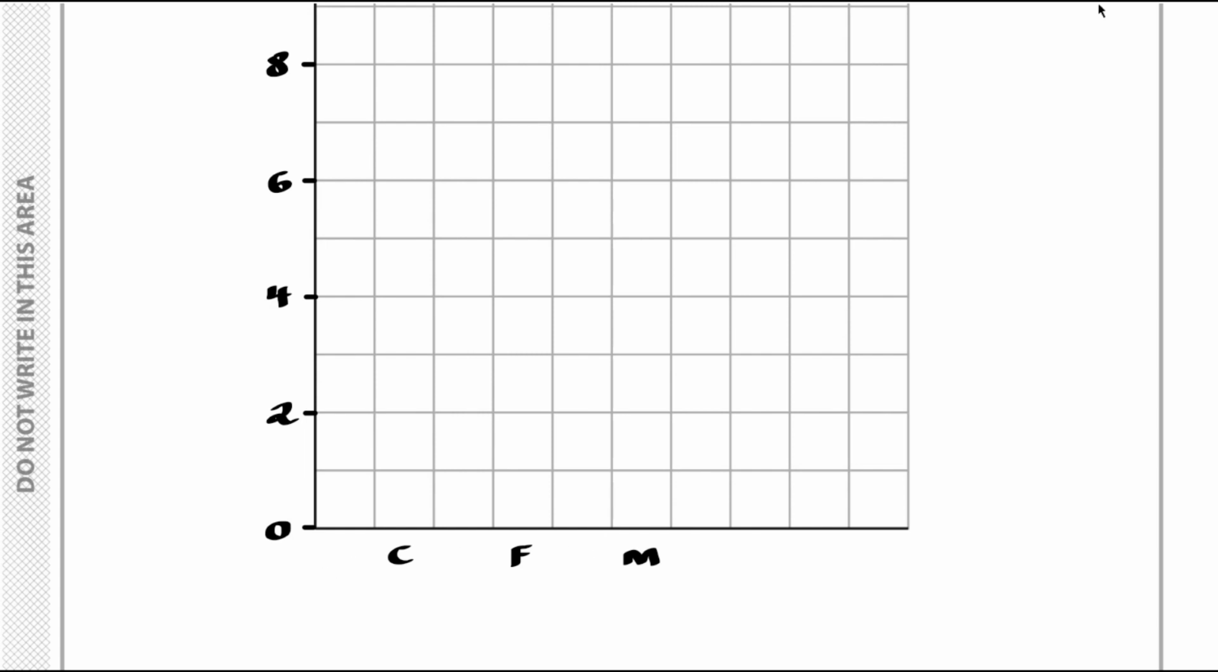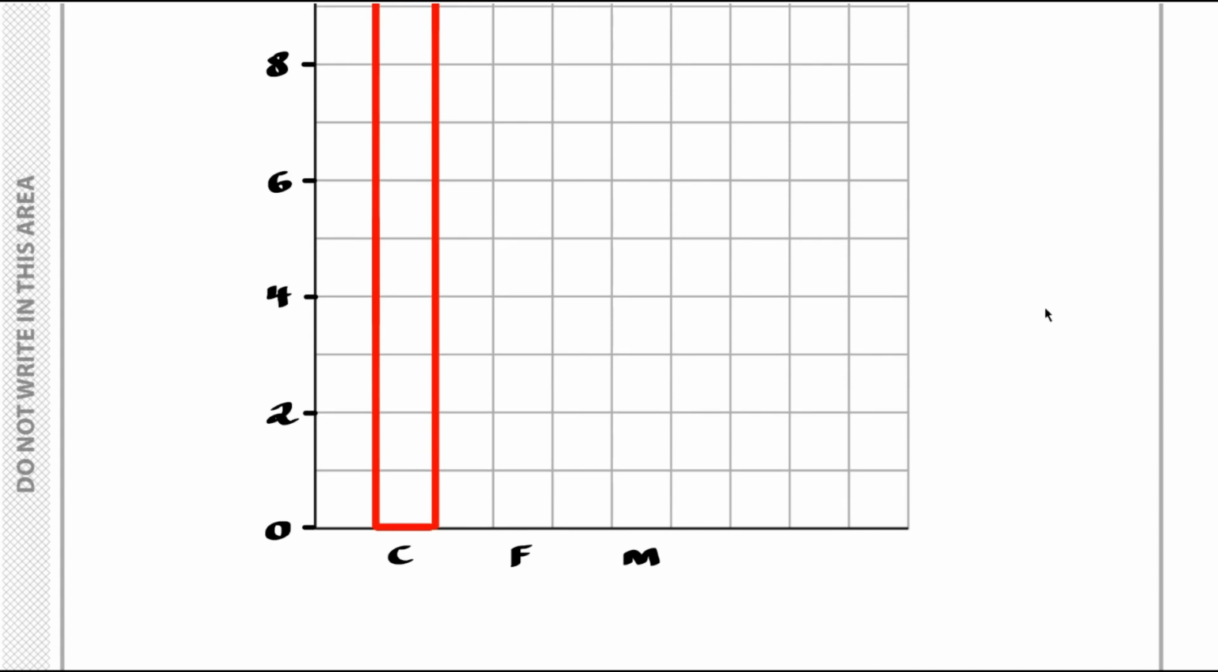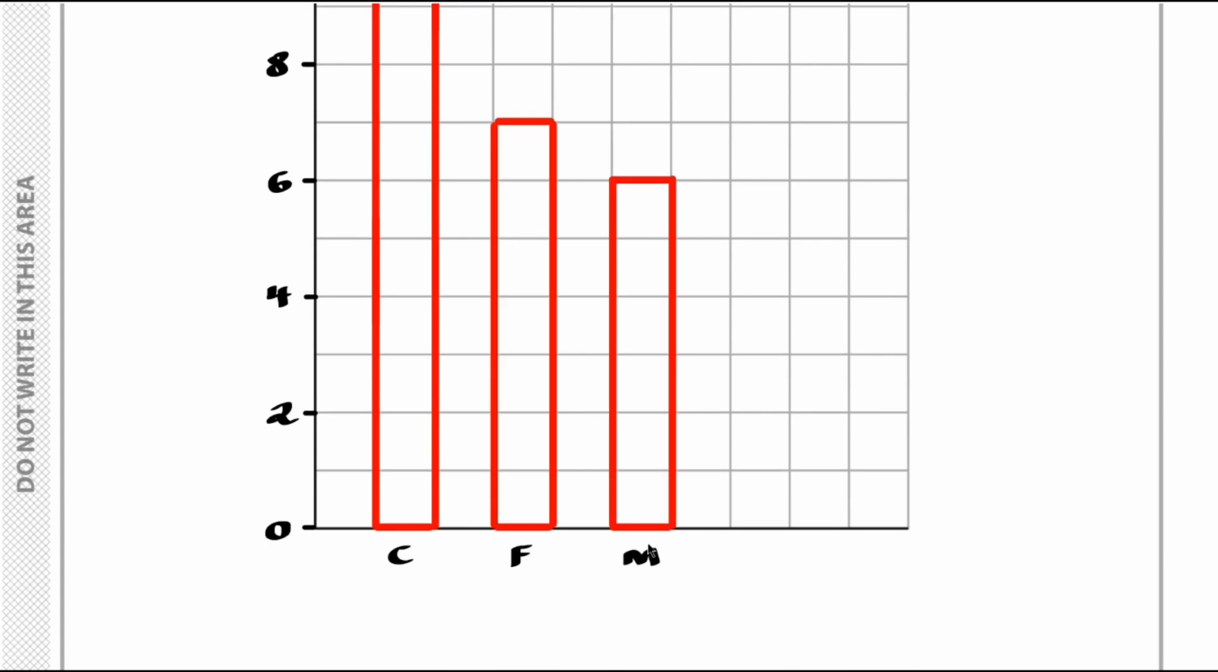So now completing the bar chart using the frequency table we found in Part A. We have castle going up to 11, farm going up to 7, and museum going up to 6.